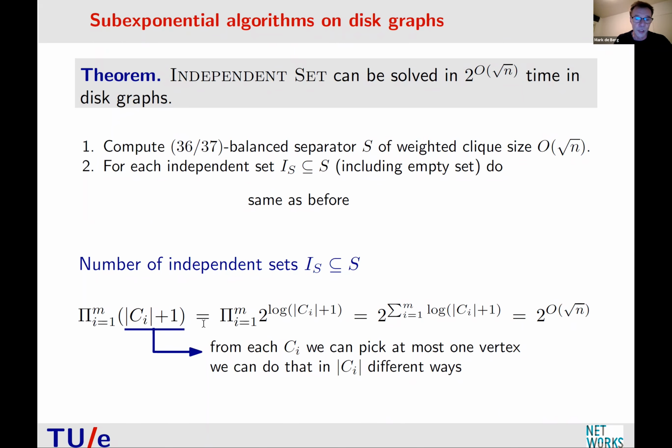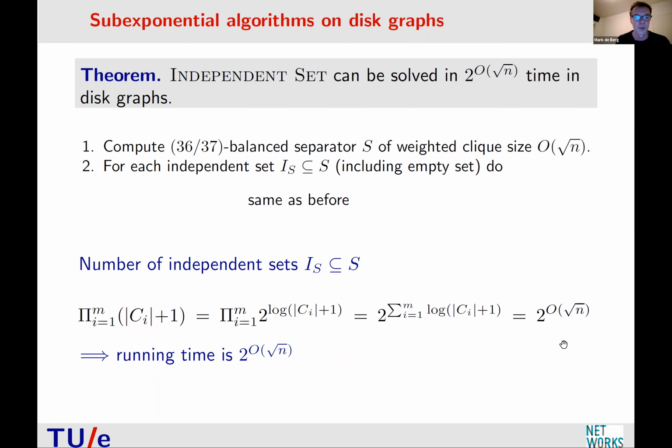Rewrite. Well, this is 2 to the log of that. And then the usual trick, I replace this product by 2 to the power of the sum. And now in this exponent, you see the weight of my clique-based separator, right? The sum of the logarithm of the clique sizes was order square root of n. So with the same sort of trivial algorithm, this all works out nicely. So the running time is 2 to the square root of n.